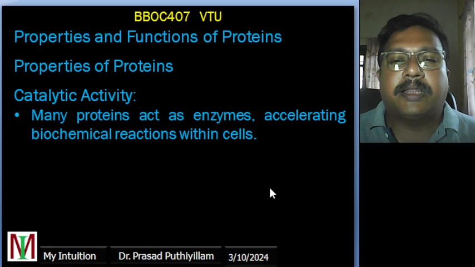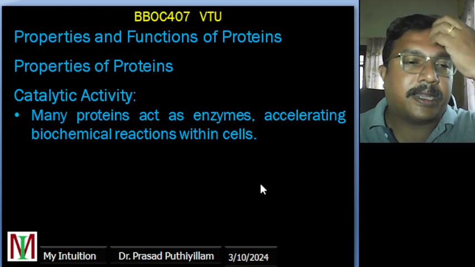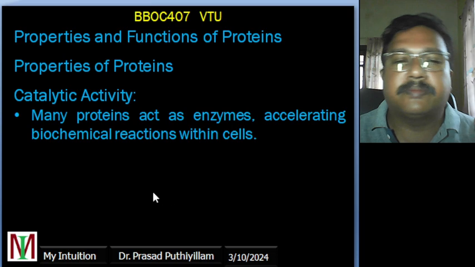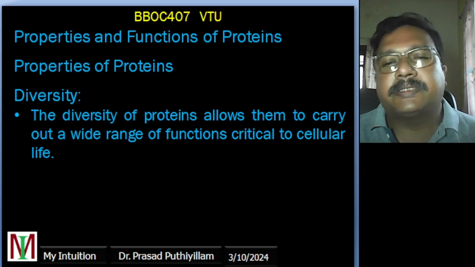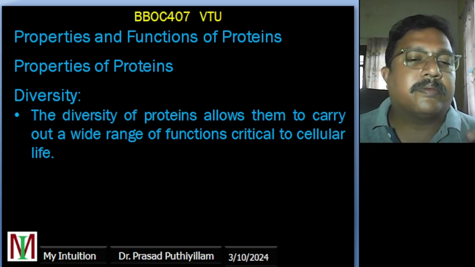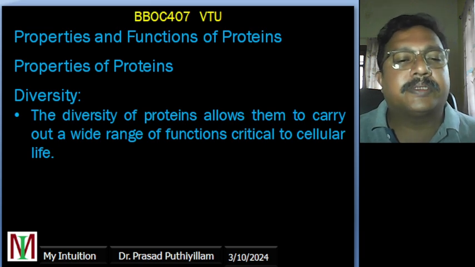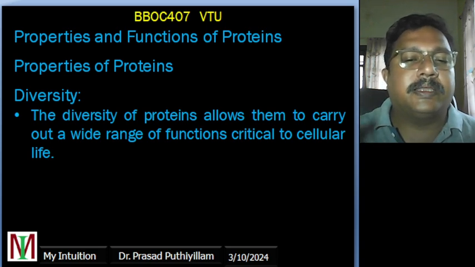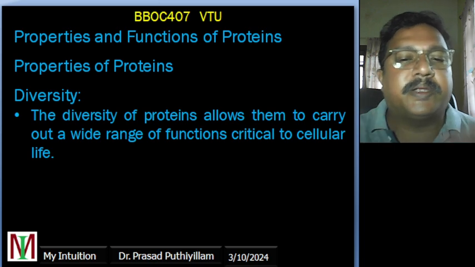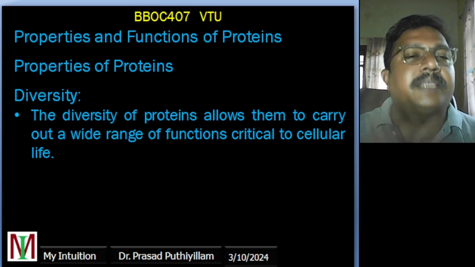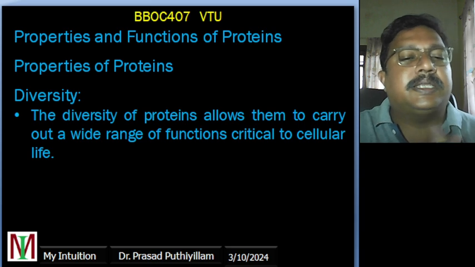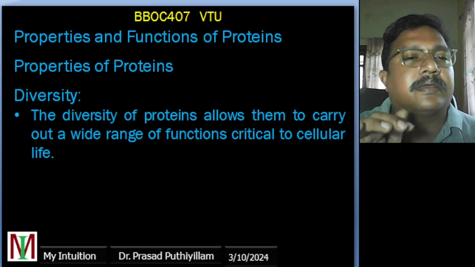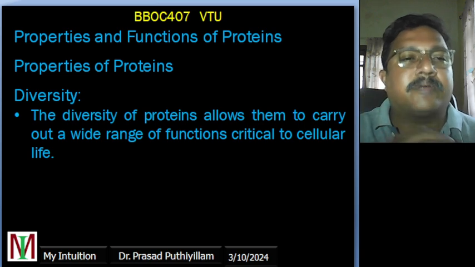And the last point, catalytic activity, is already explained: enzymes are the catalysts. Then finally, diversity. A large number of amino acids combine and form proteins. So there is an incredible variety of possible proteins, and each protein has its own unique function. This diversity is very essential for life, as we know how complex our life is.